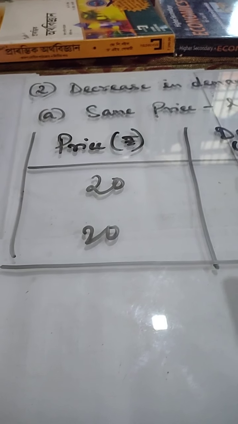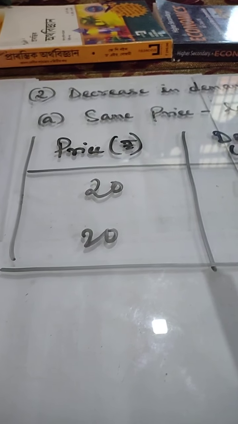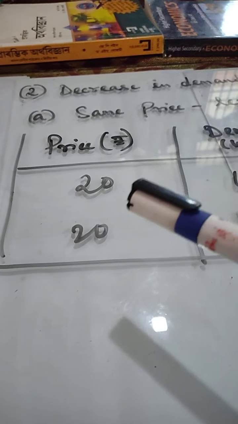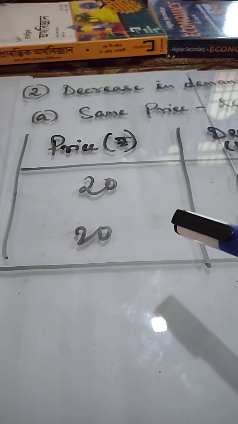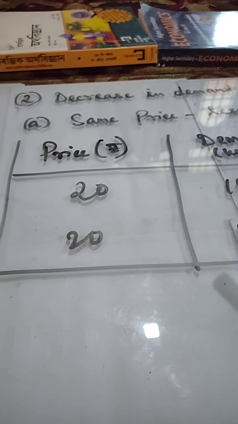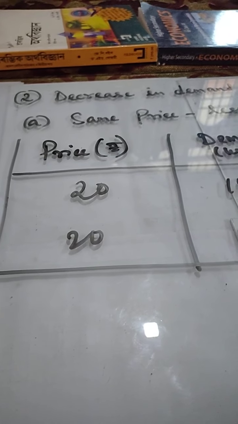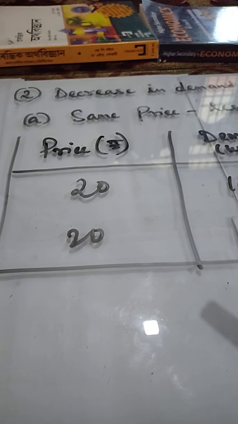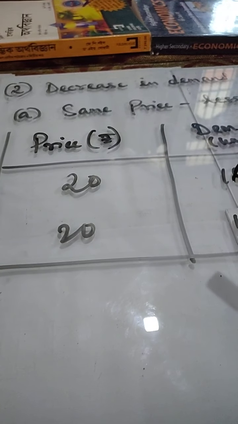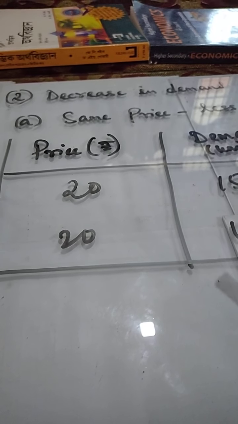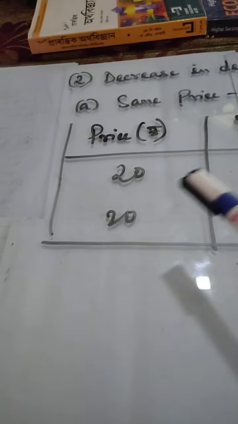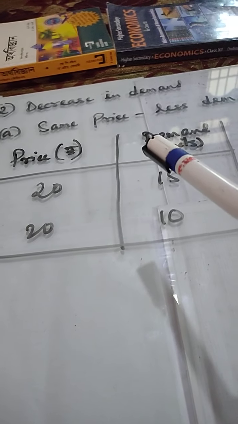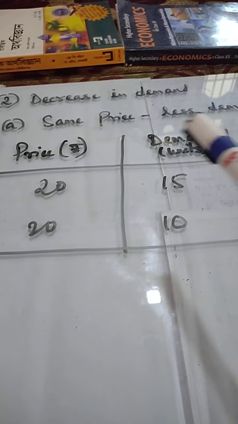Decrease in demand is caused by a fall in consumers' income. Sometimes consumer income may fall. Due to this there will be less demand. Then a fall in the price of substitute goods, a rise in the price of complementary goods, a change in consumer taste in favor of other commodities, or a fall in the number of consumers. So these are so many reasons for which the amount demanded for a commodity may decline or decrease.